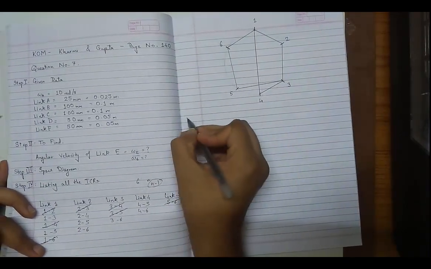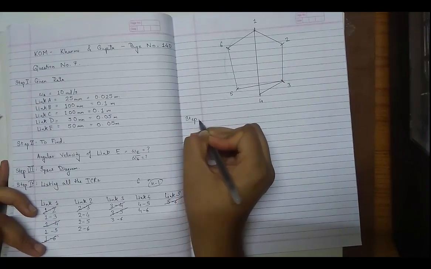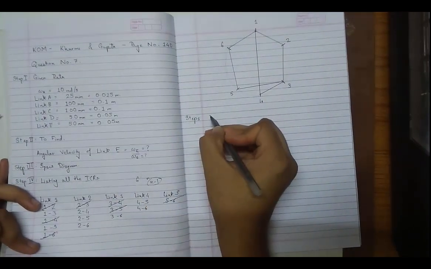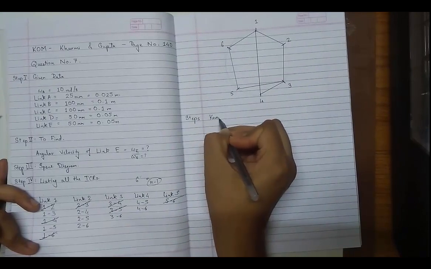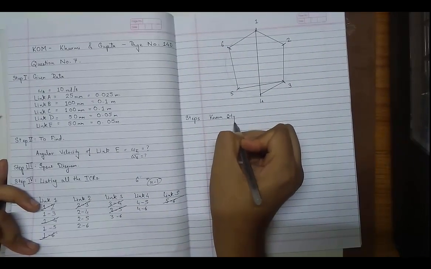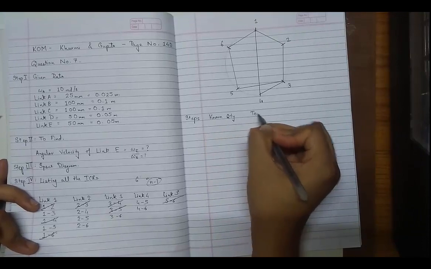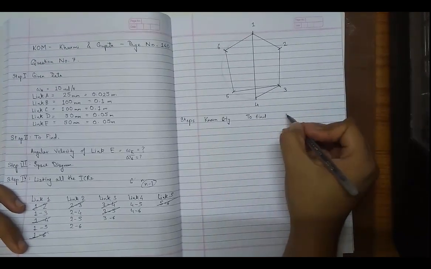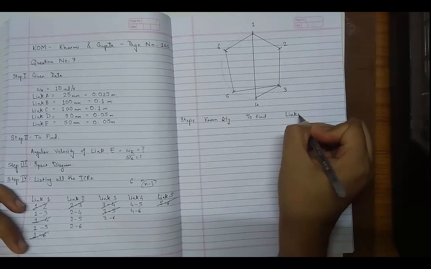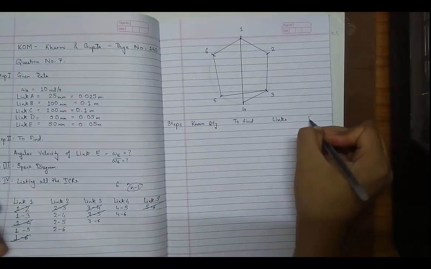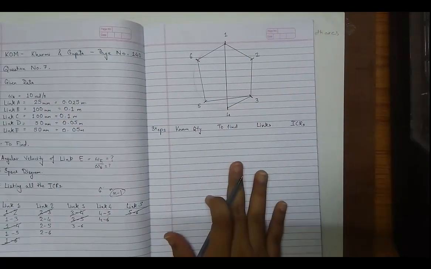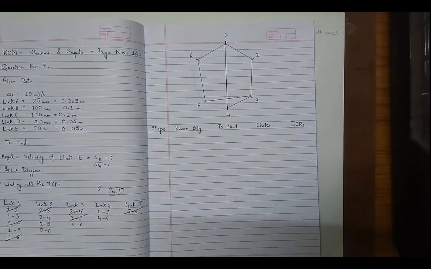So for that we can make a list of what all we have to find. How does it go? First of all, what is the known quantity? Which quantity do we have to find? To find this quantity, which are the links that we are interested in and which are the ICRs that we are interested in? This is what we have to do.